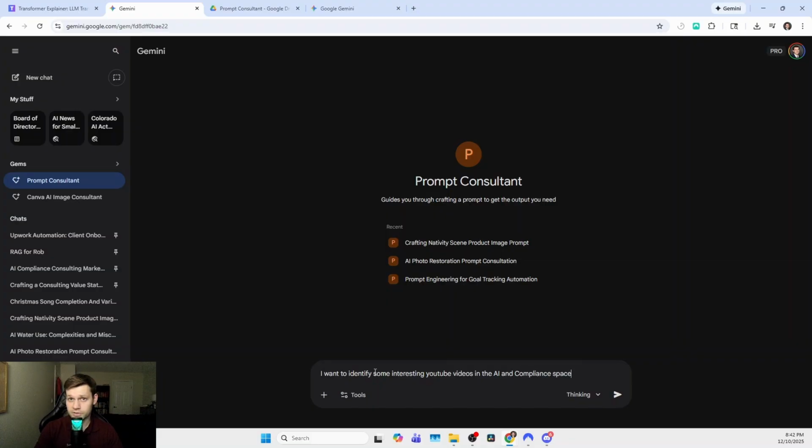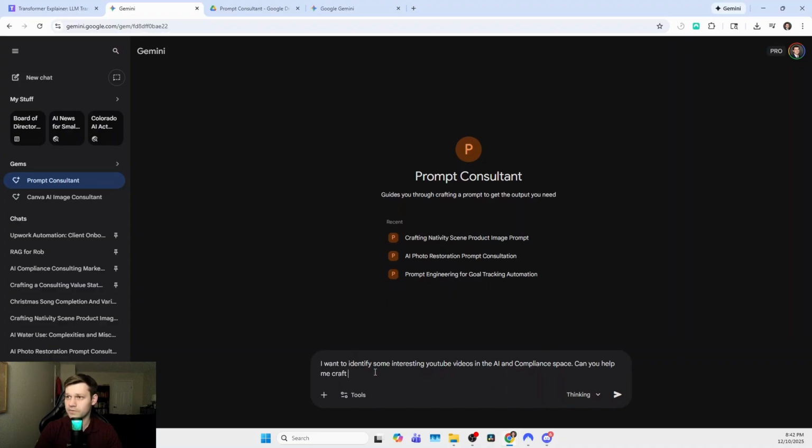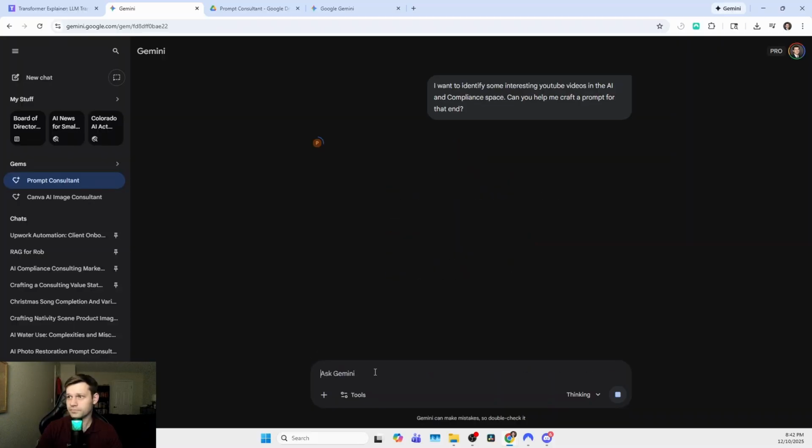Interesting and compliance are possibly an oxymoron, but I hope not, because that's my competitive advantage. Can you help me craft a prompt for that end? It'll take a bit and go through. If you notice in part of the instructions for the gem, I requested that it ask me a few questions to clarify my prompt before it goes in and makes the prompt.